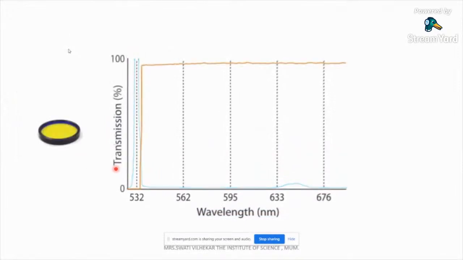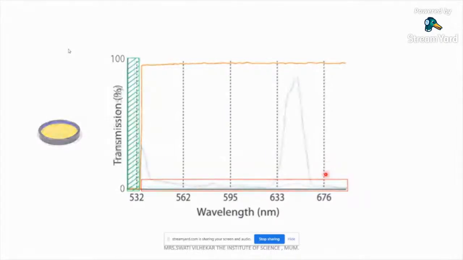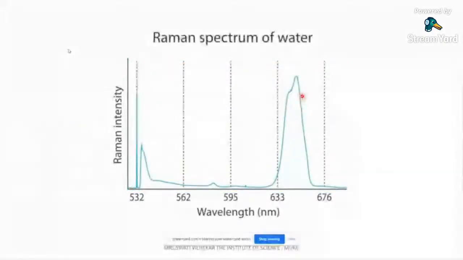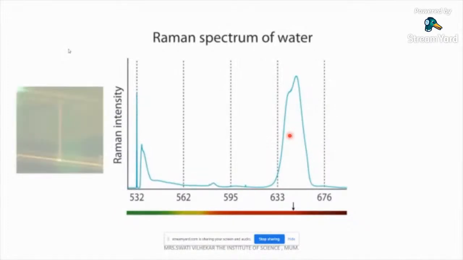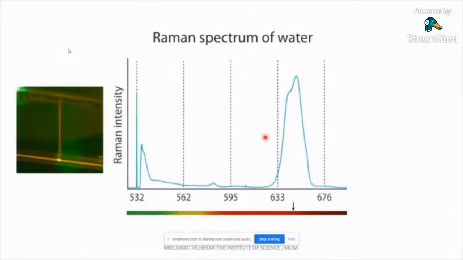Next, by using the filter, Rayleigh scattered light at 532 nanometers is blocked. Now, when we are going to use the filter, at that time this green light was transferred to the red visible portion, and you will obtain the Raman spectrum of water. When using an excitation wavelength of 532 nanometers, the Raman peak of water appears around 650 nanometers, the wavelength of the color red. That is why the Raman light was visible as red light.